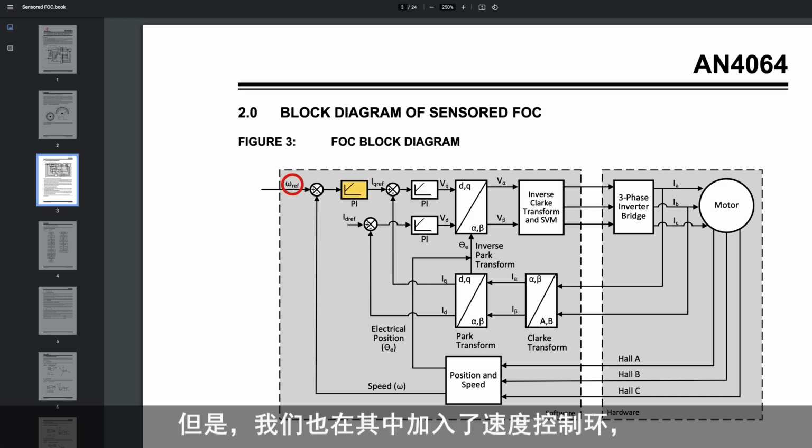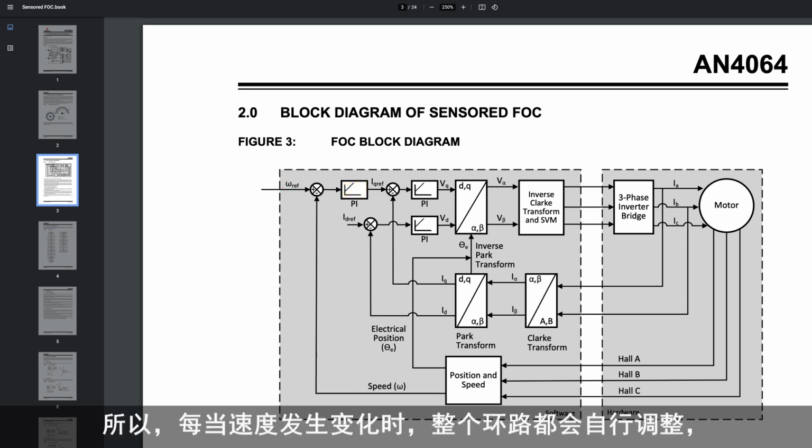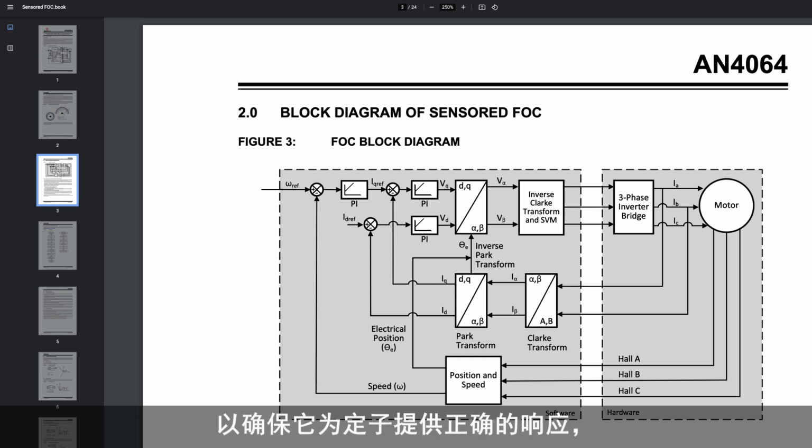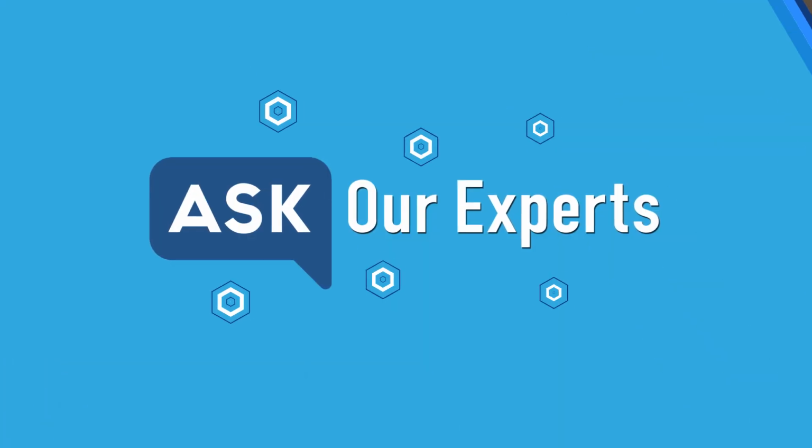But we also throw the speed control loop into the mix, because the speed reference is also coming in from this side. Whenever there is a change in speed, the whole loop adjusts itself to make sure it gives the right response to the stator to get the desired torque and desired speed. This is how all the components in a FOC algorithm work.